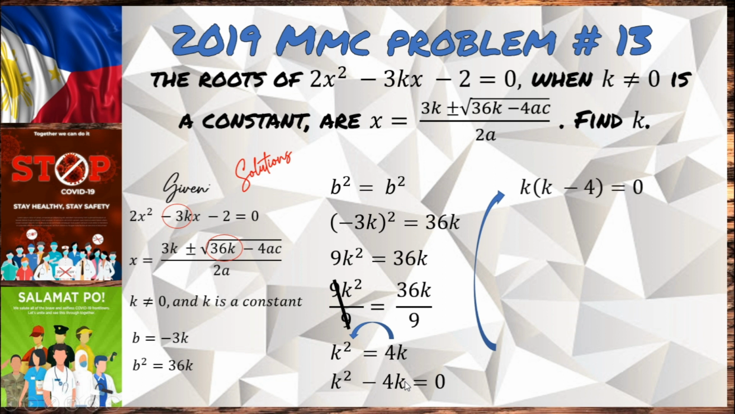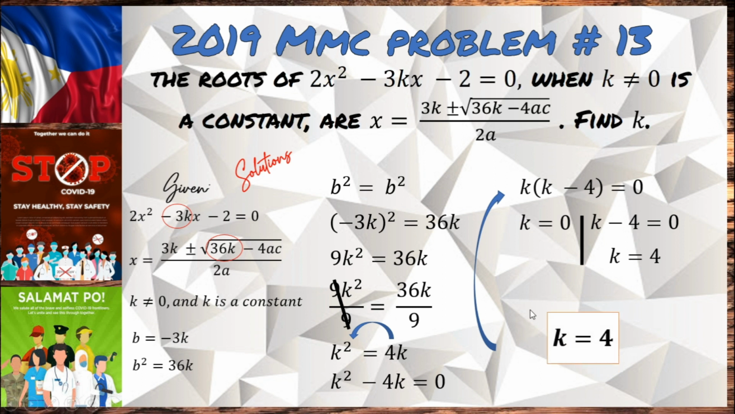Thus, that gives us k minus 4, because k squared divided by k is k and negative 4k divided by k is negative 4, equal to 0. Equating them both to 0, k is equal to 0 and k minus 4 is equal to 0. Transposing negative 4 to the other side, negative 4 becomes positive 4. So our value for k in the problem is 4.